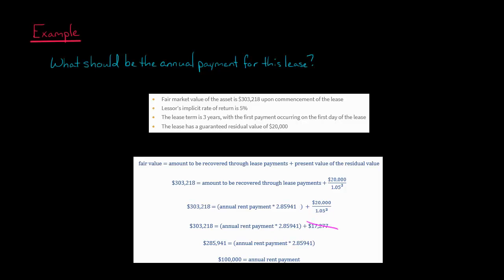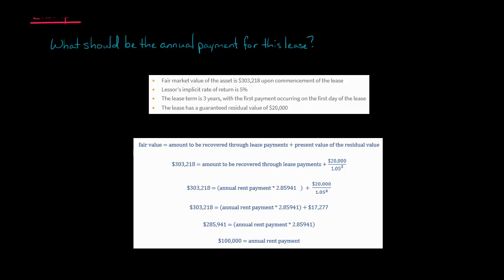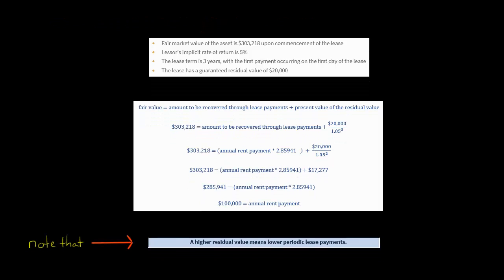Now, subtract this from this side and subtract it from here, and we get $285,941 equal to the annual rent payment times that present value of an annuity due factor. Okay, so now we just divide each side by 2.85941, and we see that the annual rental payment would be $100,000. So in theory, given these facts, the lessor should ask for $100,000 a year as the annual rental payment. That would be a fair price for this lease.